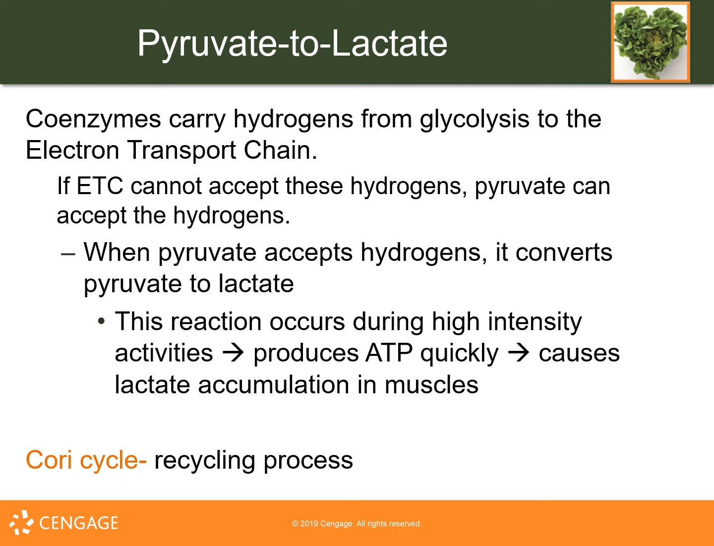This reaction occurs during high-intensity activities, produces ATP quickly, and causes lactate accumulation in muscles. The accumulation of lactate in muscles coincides with, but does not cause, the drop in blood pH, burning pain, and fatigue associated with exercise. In fact, making lactate from pyruvate removes 2 hydrogen ions, which decreases acidity and improves performance of tired muscles. Cori cycle is a recycling process, and we'll talk about that on the next slide.